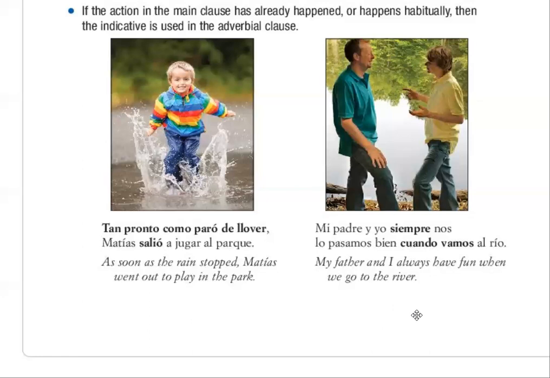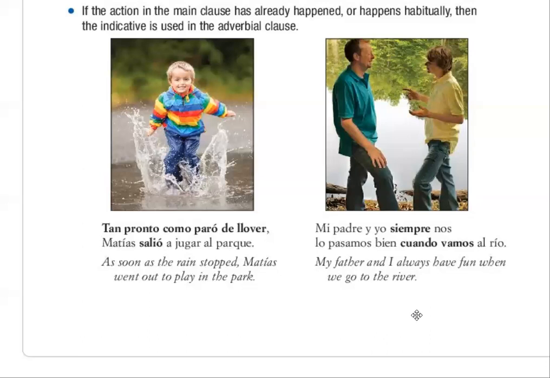So my father and I always have fun when we go to the river. Has that happened? Yes. Sounds like it happens repeatedly. It's happened before. Now, if you were going to say, like, the next time that we go to the river, this weekend we are going to the river, and we want to say something like, we will have fun when we go to the river, in that case, after that cuando, we're going to use vayamos because it has this coming weekend.